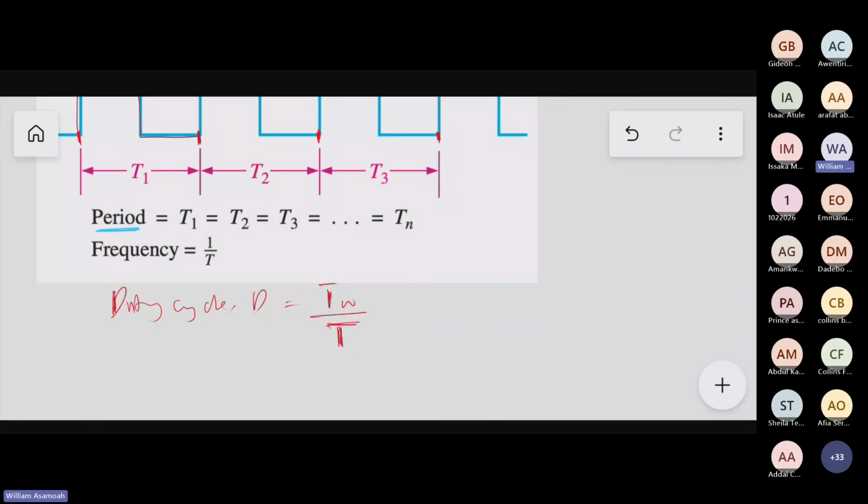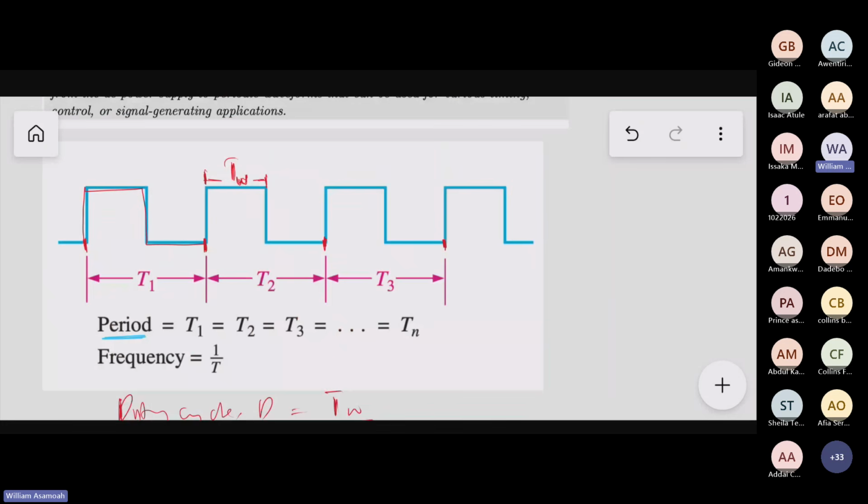Please, do we understand? Hello, do we understand here? Yes, sir. Please come again on the TW and the duty cycle. So the period, oh, okay.